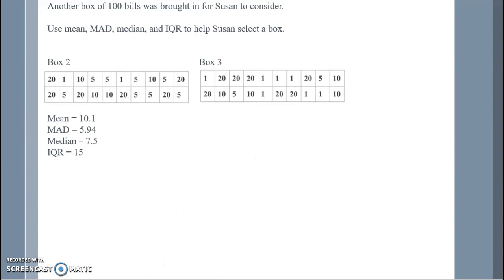A third box is brought in for Susan to consider. Should we keep box 2 or should we select box 3? So I brought over our data, the mean, MAD, median, and IQR of box 2.